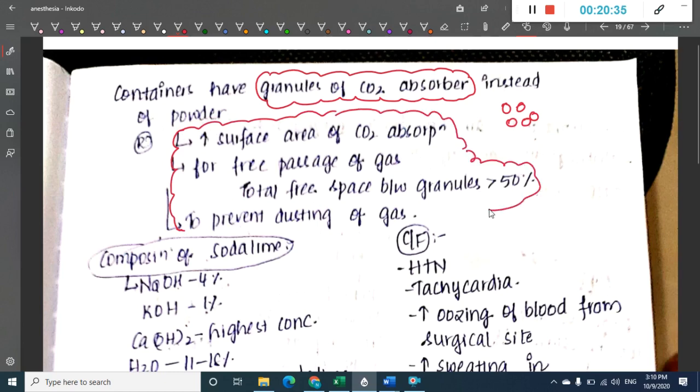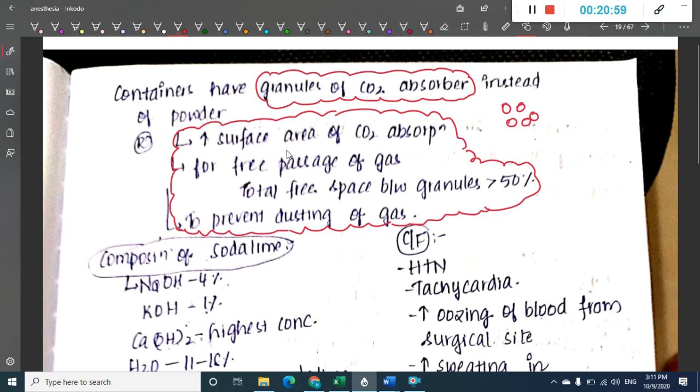Free passage of air can occur between the granules. So for that free passage of air, we have started using granules. And if there are granules, this will prevent the dusting of gas. If there is powder, obviously the dust can enter through the gas, and even that gas can enter the lungs of the patient, right? But if there are granules, these granules cannot cause dusting of the gas.